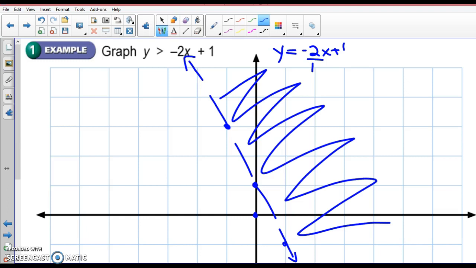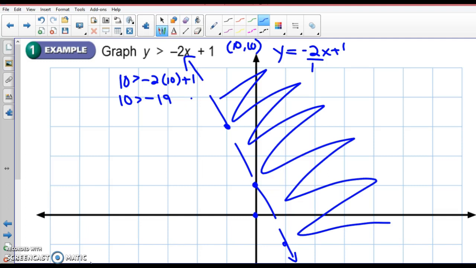Because, let me tell you, what this half plane means is any point in this shaded area is going to make this true. Let's try a point, 10, 10. Isn't 10, 10 in that shaded area? If 10 is greater than negative 2 times 10 plus 1, I'm going to have 10 is greater than negative 19. That is true. So, that is where the shading is. You see that?